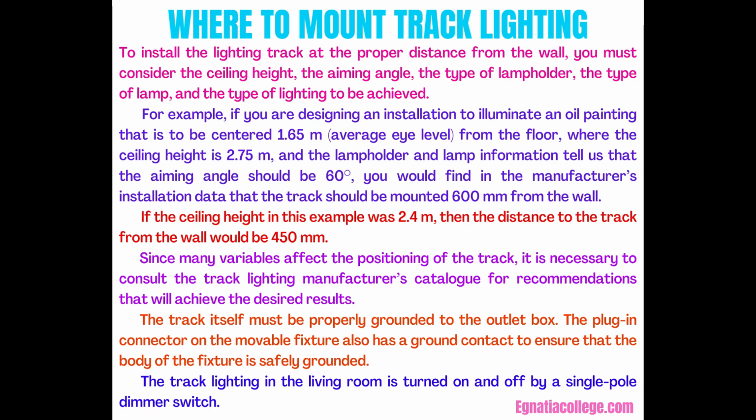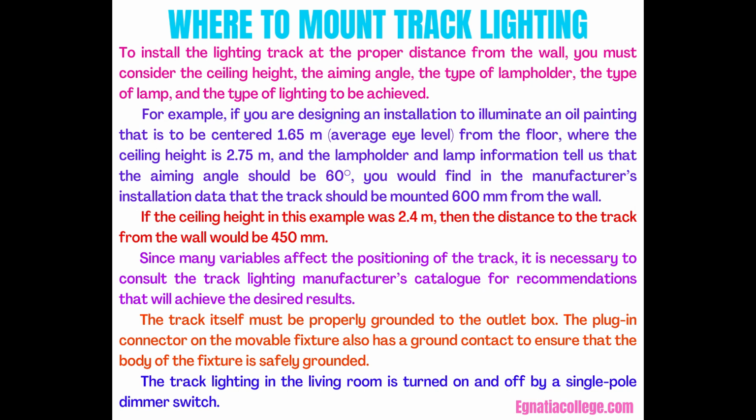To install the lighting track at the proper distance from the wall, you must consider the ceiling height, the aiming angle, the type of lamp holder, the type of lamp, and the type of lighting to be achieved. For example, if you are designing an installation to illuminate an oil painting that is to be centered 1.65 meters, average eye level, from the floor, where the ceiling height is 2.75 meters.